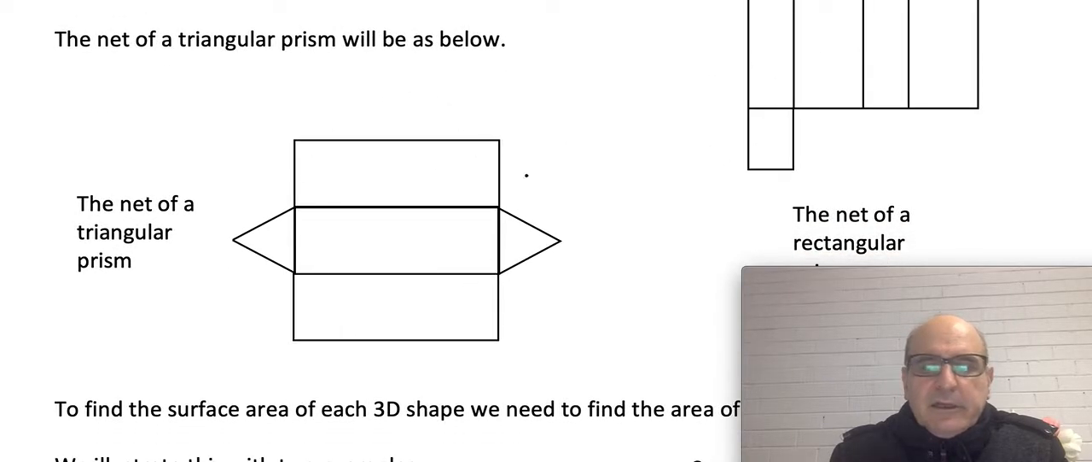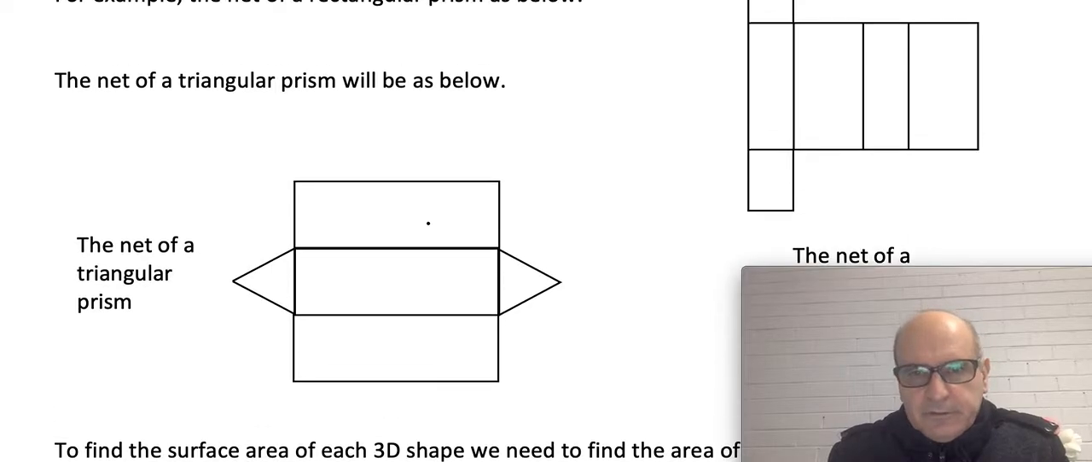Or similarly here, that's the triangular prism. If I fold this by about 60 degrees and I fold this 60 degrees inward, so these two edges meet, then I fold this in by 90 degrees and I fold this face in by 90 degrees, I'm going to have a 3D shape which is in the form of a triangular prism.